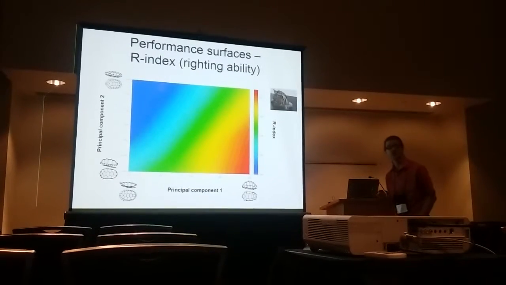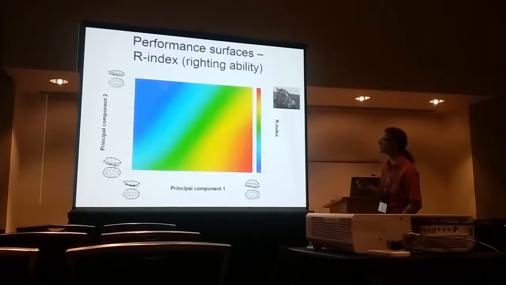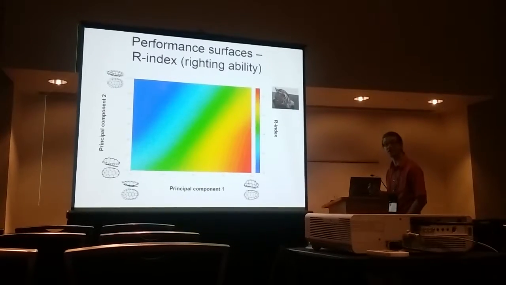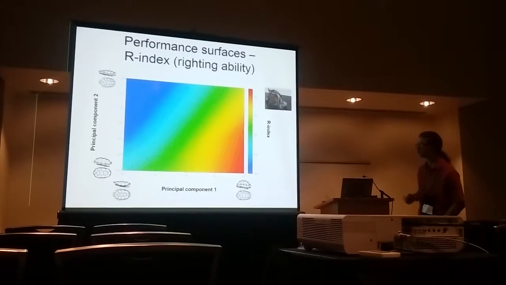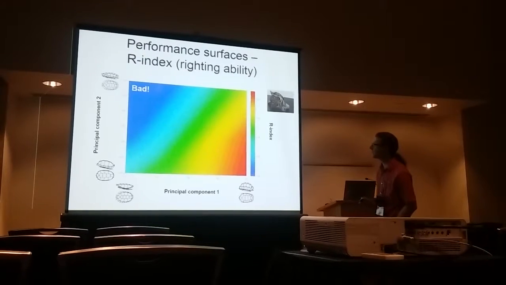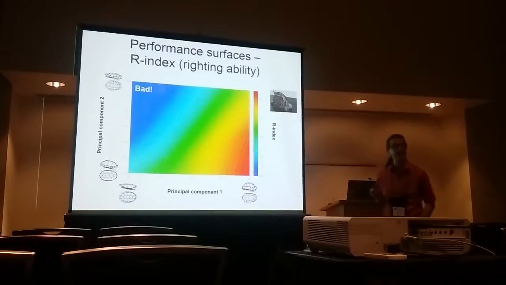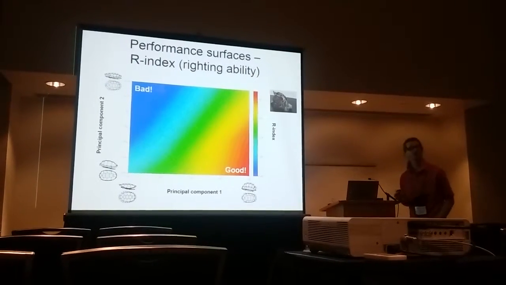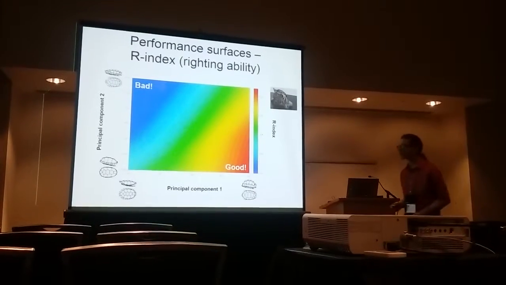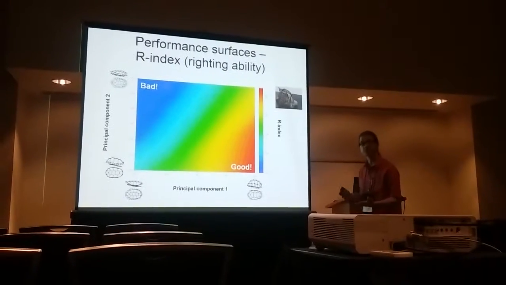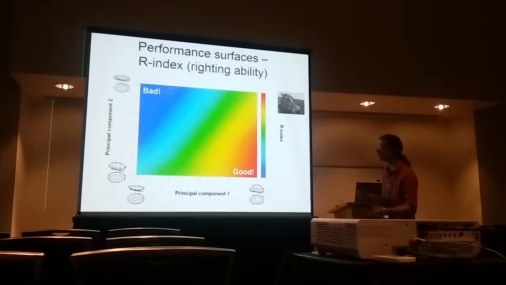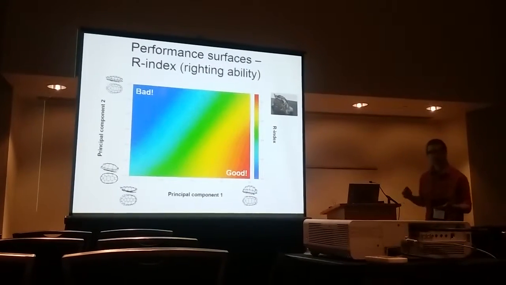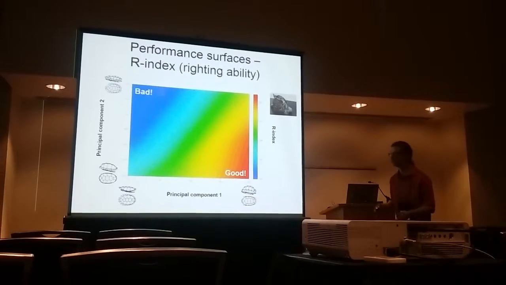And then here's another one. Here's another measure of shape that can approximate righting ability. So this is the R index. That's just the height to width ratio that I showed you all earlier. And here, low numbers are bad for righting. High numbers are very good. So you've got these surfaces in two dimensions that show you how performance varies with shape. And these can be multidimensional too. It just gets harder to show them after you go past 2 dimensions.